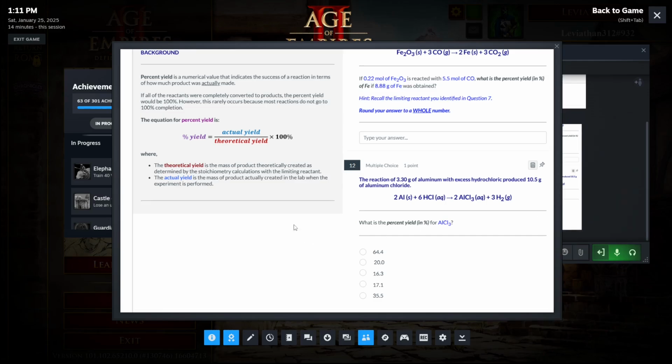So basically, we gotta do a lot of work because we gotta figure out what the actual and the theoretical is. The way it's set up in ACE is the actual yield is what's given in the question. The theoretical yield is what you find. Or is it flipped? I don't remember. And then you just divide them, times it by 100, and that gives you percent.